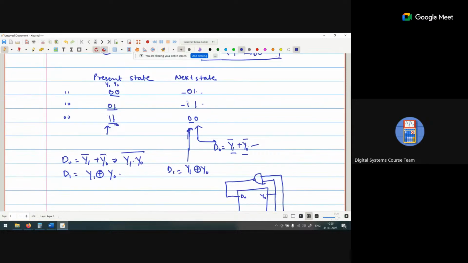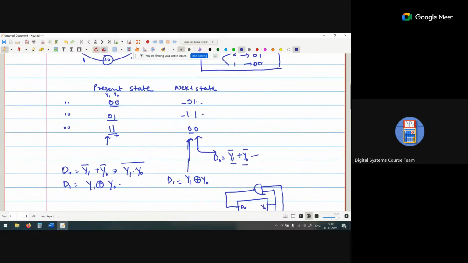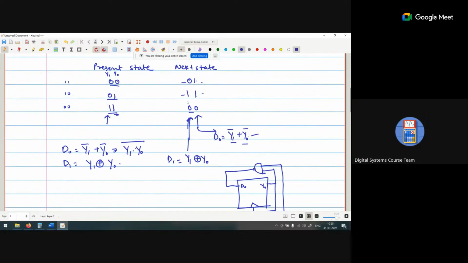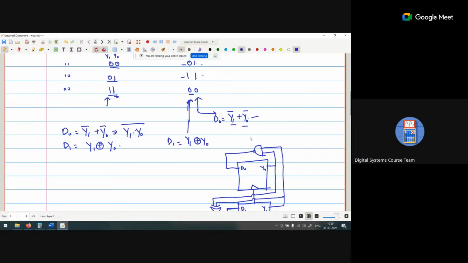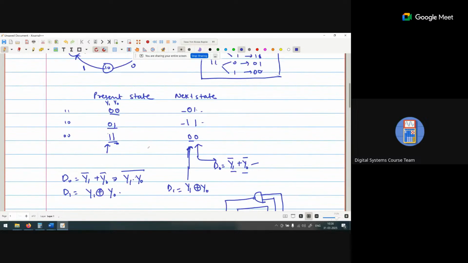Now what we choose is that we only draw this particular FSM for the next state. If we are considering this D naught, we only draw this equation for the D naught in terms of the previous transition. That means the next state will be decided according to the present state.